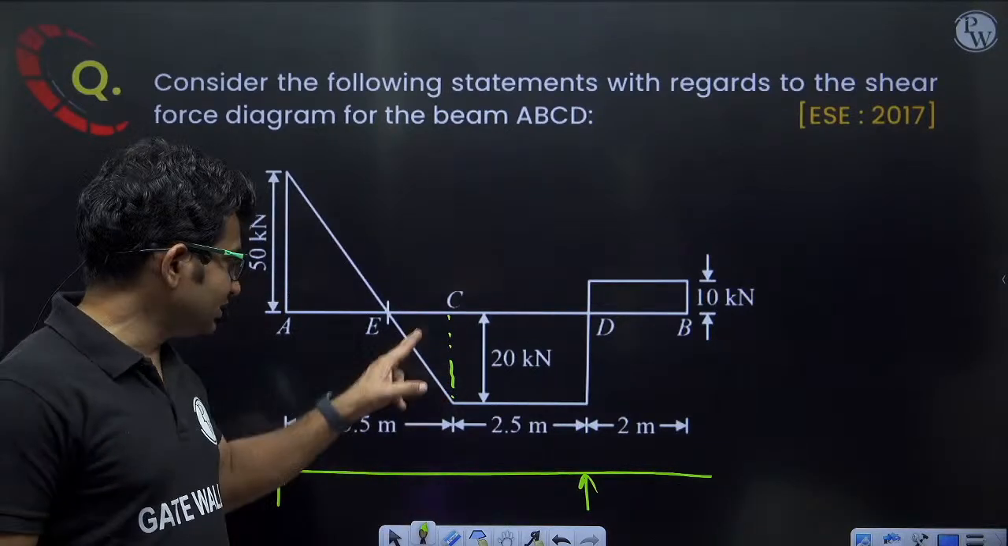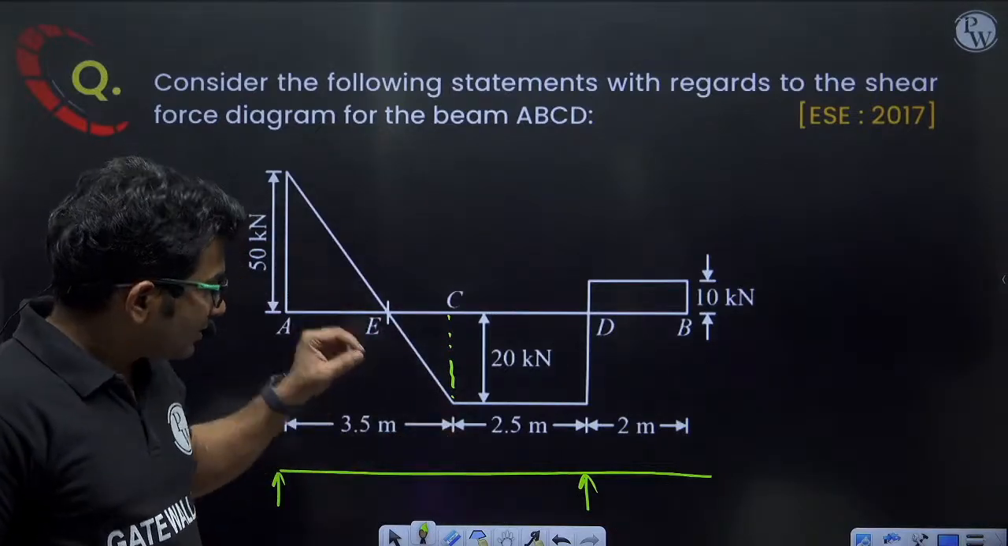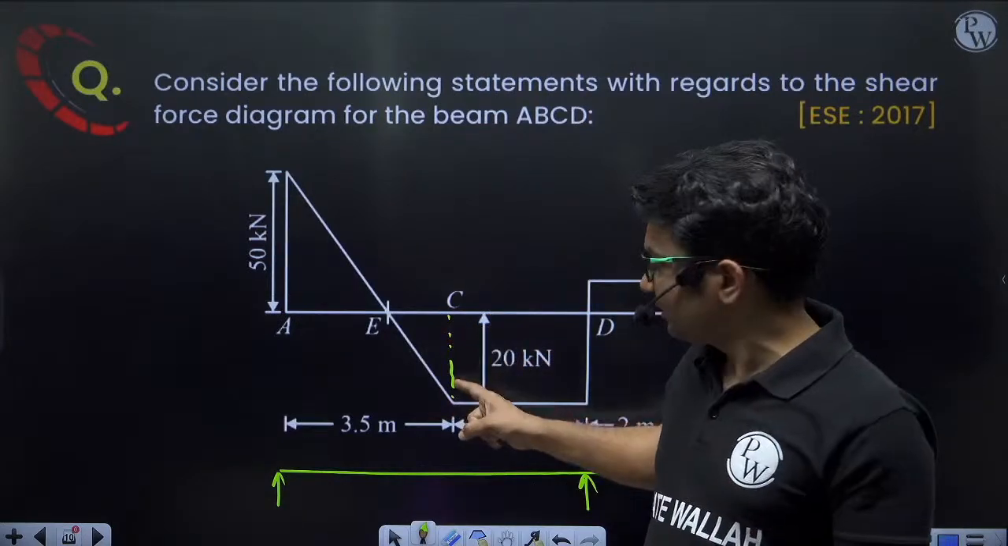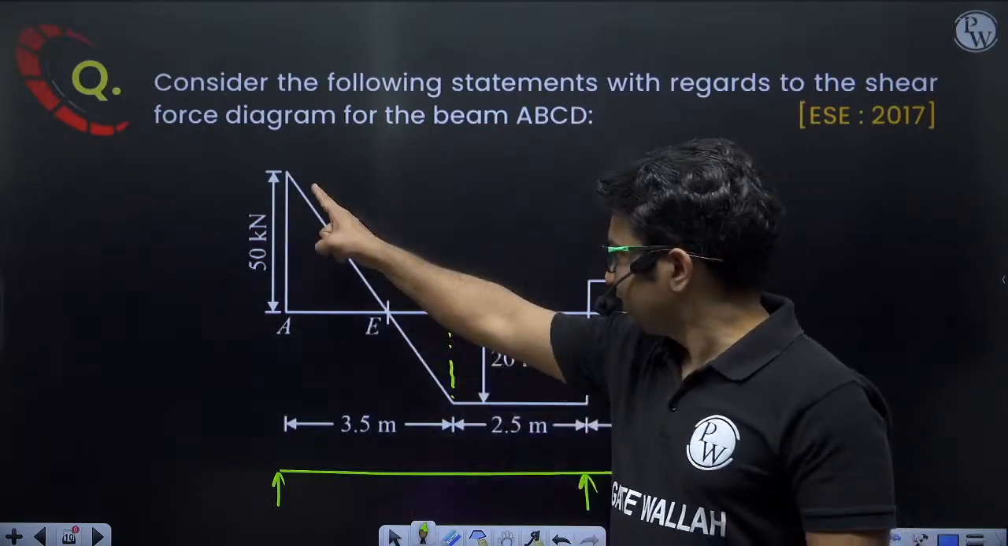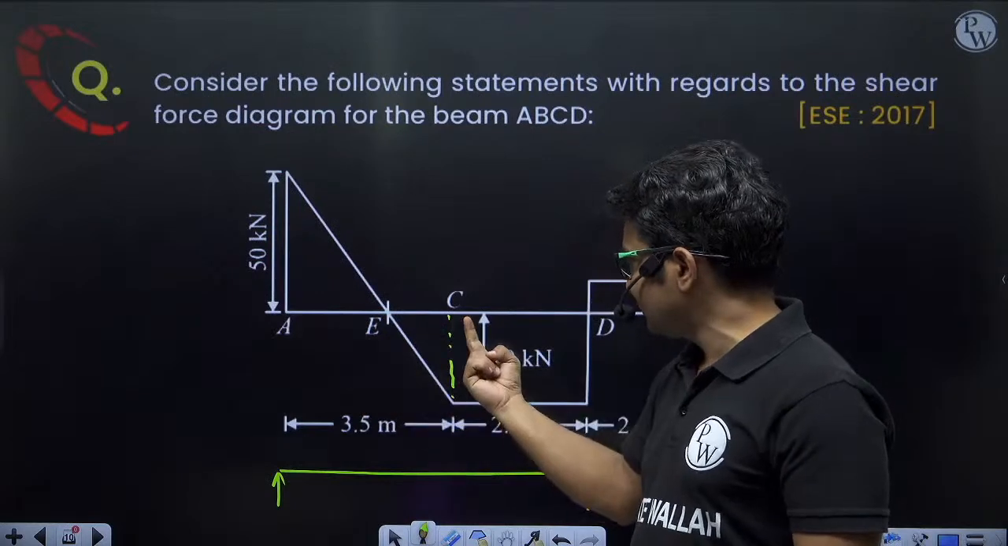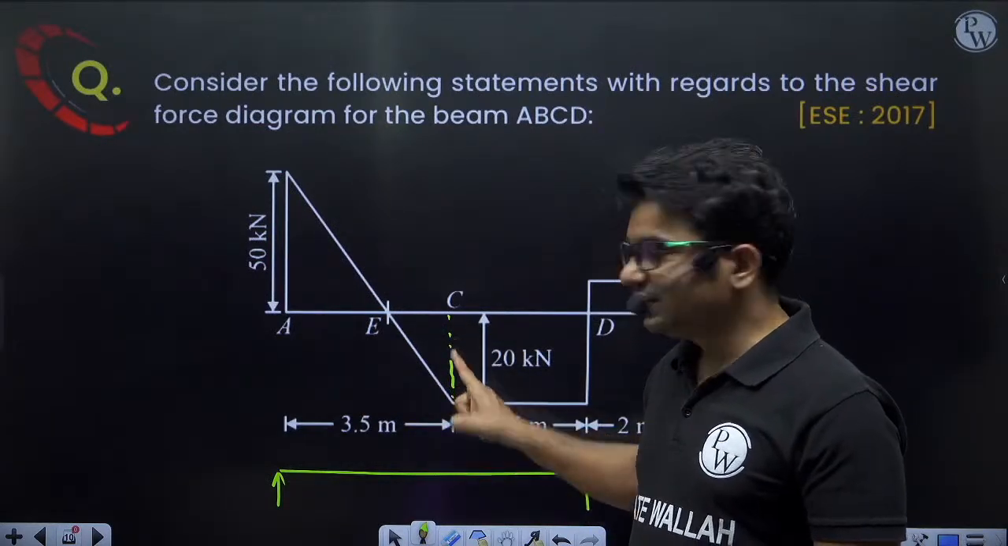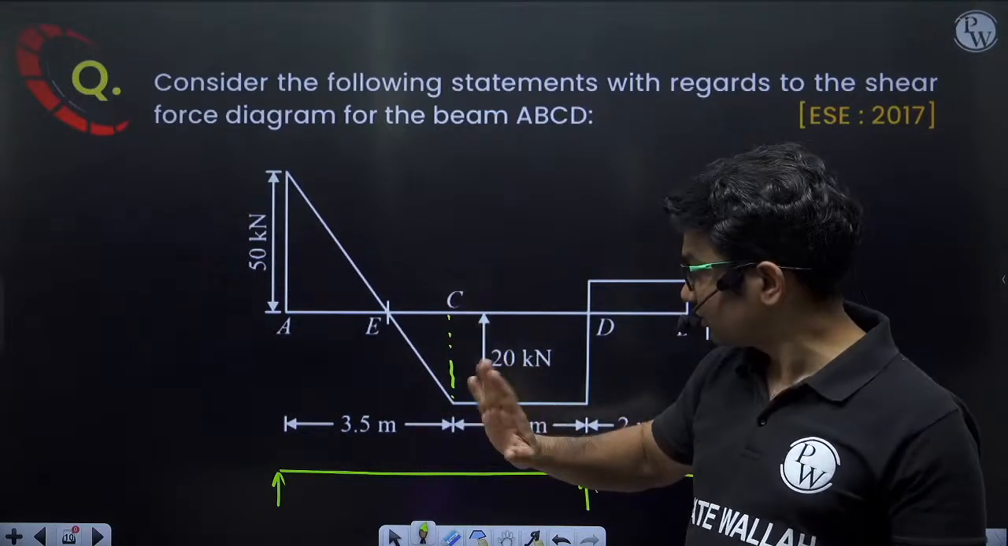There is no sudden change here. Okay, the value at C is 20 kilonewton, but that doesn't mean that there is a sudden change. The change is gradual over the span AC, and here the final value is 20 kilonewton. That does not mean that this is a sudden change. Okay, there is no sudden change.